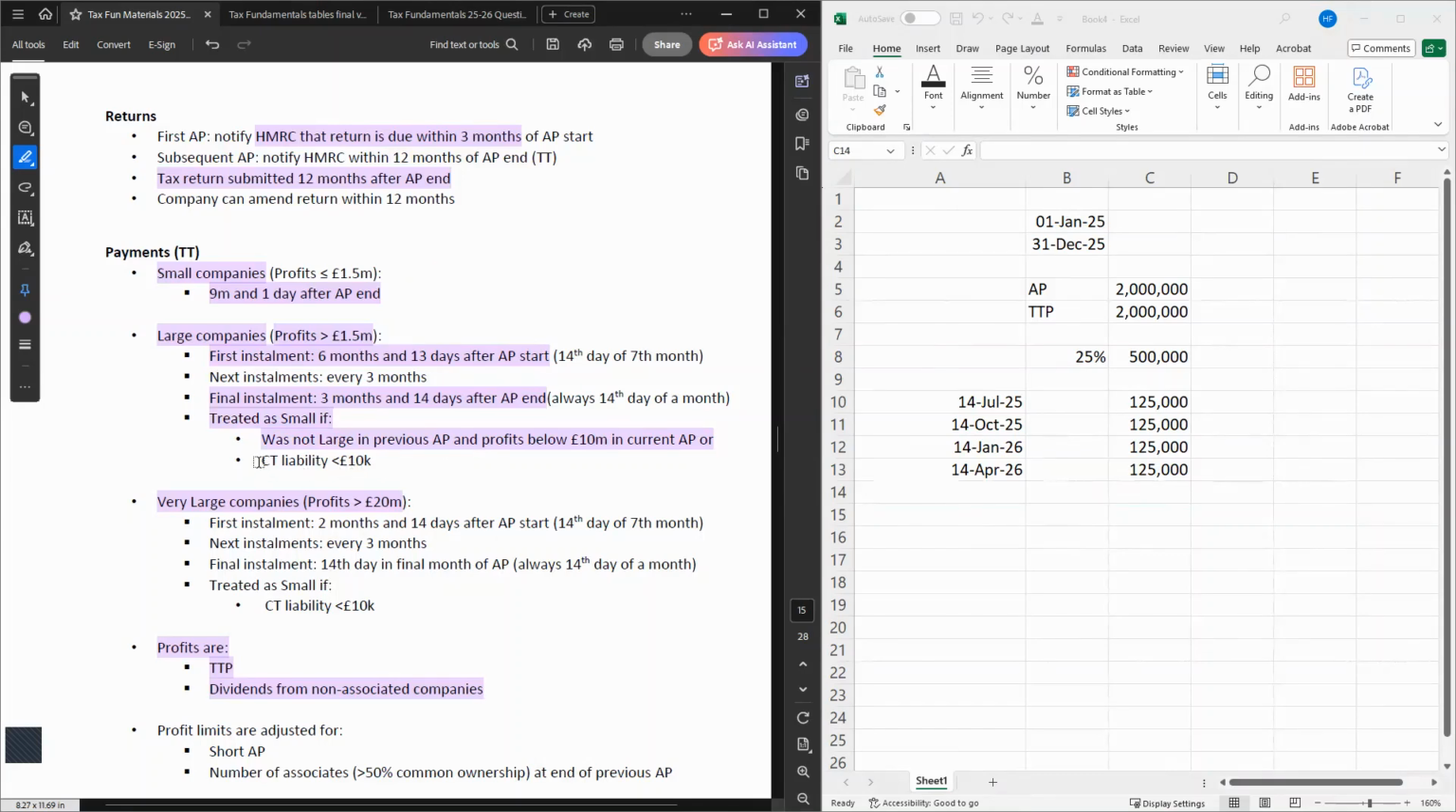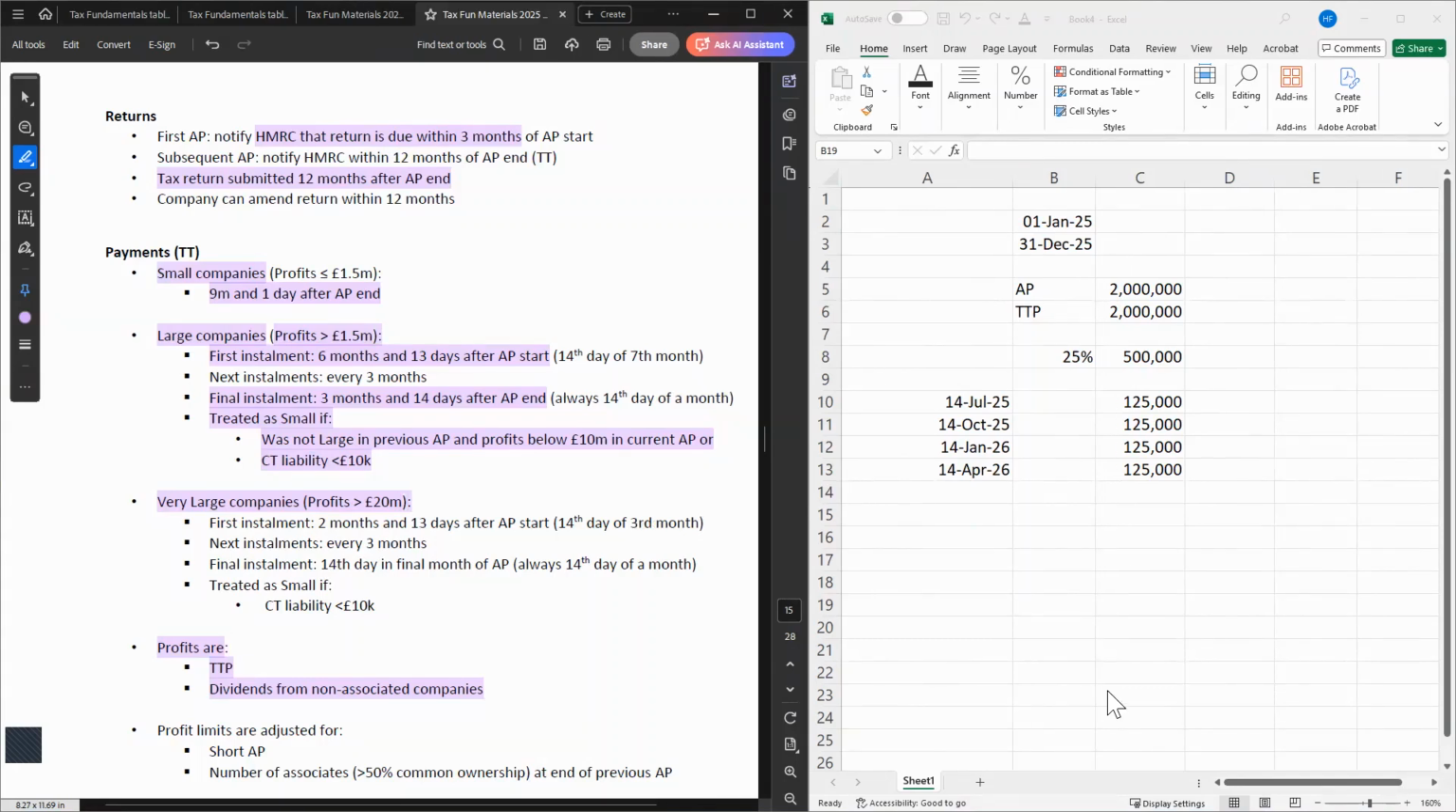And also they would be treated as small if their corporation tax liability is less than £10,000, so quite a small amount here. But you can see here we've got £500,000, but if it was only £10,000, then the company wouldn't have to pay by instalments. And that would be quite rare, to have a liability of only £10,000. It would only be if you had a lot of dividend income within your augmented profits. So in this scenario, if we were looking to see if the company wasn't large in the previous accounting period, we'd have to look back to the year ended 31st of December 2024.